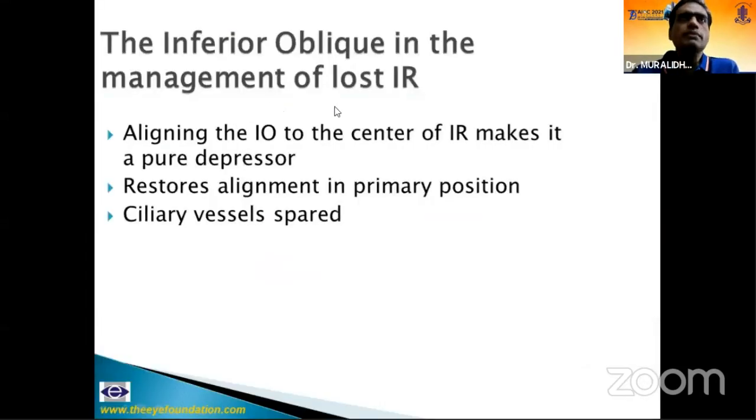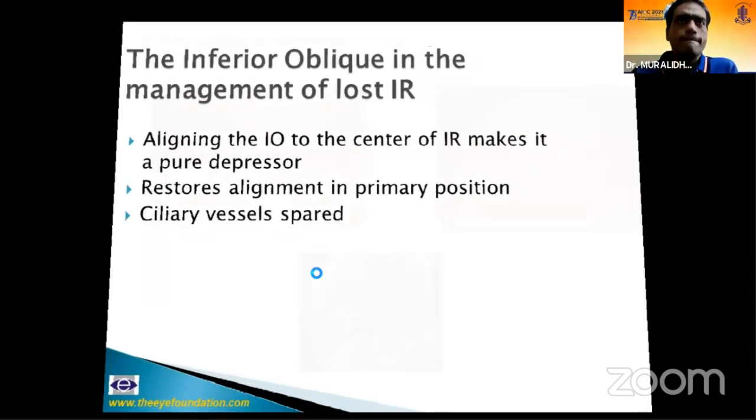So the inferior oblique can be used to manage a lost inferior rectus. Please note that it causes unpredictable torsional deviation also. So the patient, even though may appear aligned, may not be diplopia free. The advantage is that ciliary vessels are spared, useful in traumatic cases because you have lost one vertical rectus muscle.